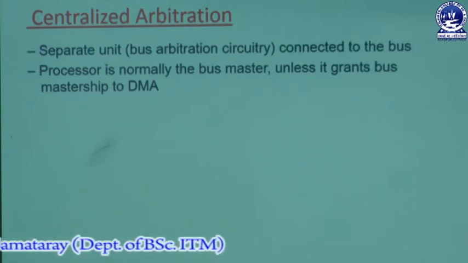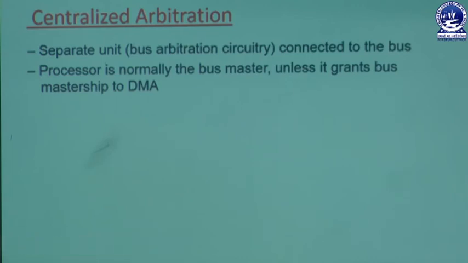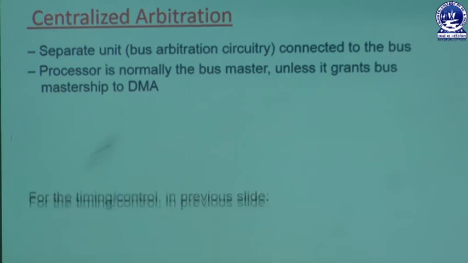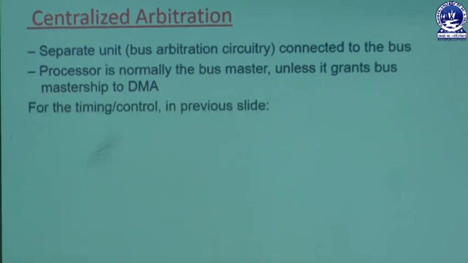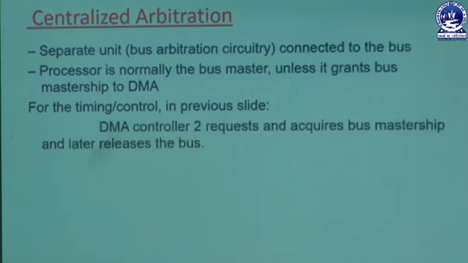unit which is connected to the bus, and the processor is normally the bus master, unless it grants bus mastership to the DMA. So in this centralized arbitration technique, the bus master is our processor, and from that processor the DMA can access the bus by getting the bus grant signal using the bus grant line. Then for the timing control in the previous slide, the DMA controller 2 requests and acquires bus mastership and later releases the bus.